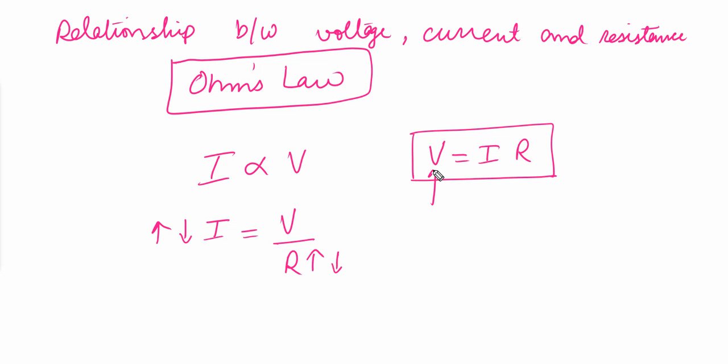So this V is the voltage, this I is the current, and this R is the resistance. So this is it for this topic of electricity. Now we'll try a question from the past paper of IGCSE Physics.